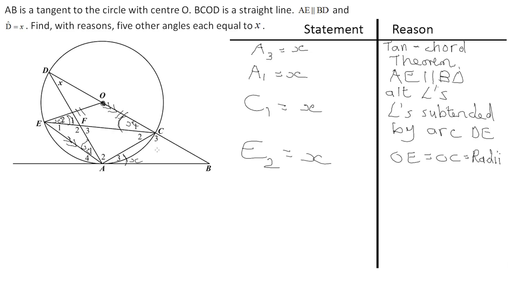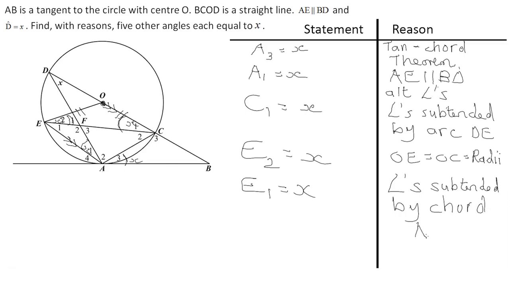Then the last one, if you look at it from this side, this chord AC subtends that angle as well as E1. So E1 is also equal to X, and that's angles subtended by the same chord AC. These are the 5 angles: A3, A1, C1, E2, and E1. Those 5 angles on the diagram are equal to X.